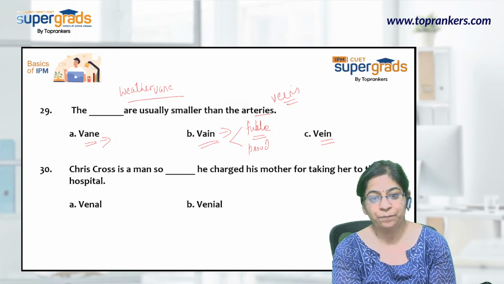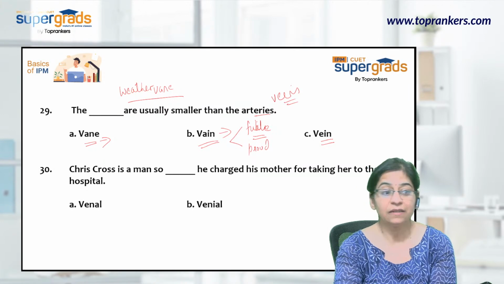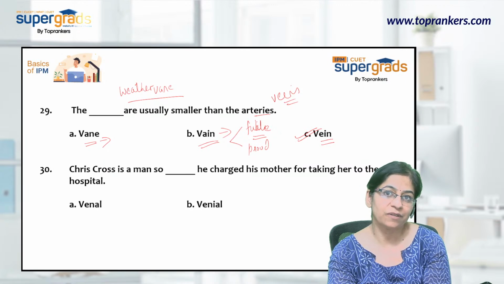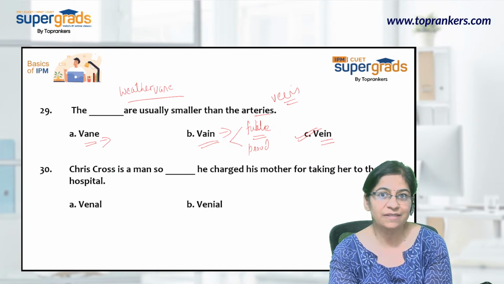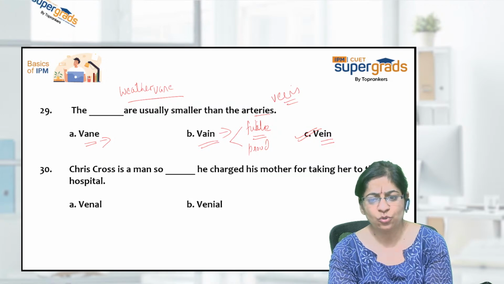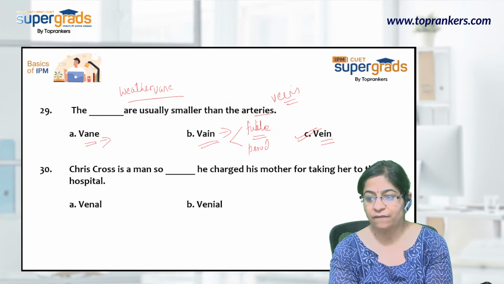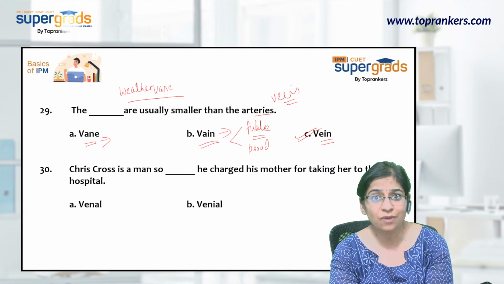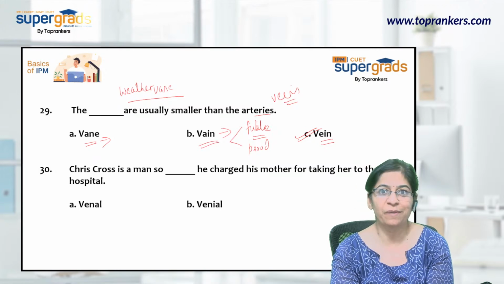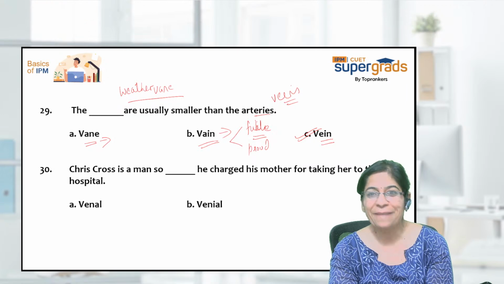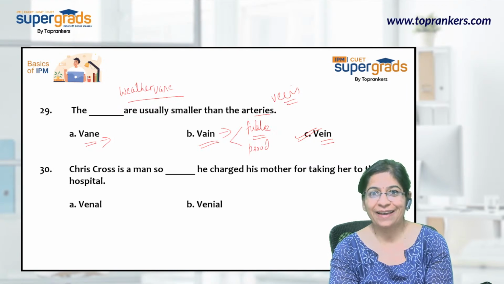Now, weather vane, obviously not the right answer. The right answer for this one would be vein, because we are talking about the nerves of the body, arteries, and vein. Chris Cross is a man so dash he charged his mother for taking her to the hospital. Now, see, if a man is charging his own mother, that too to take her to the hospital, what sort of man are we talking about? Are we talking about a good man or somebody who's bad, appalling, right?